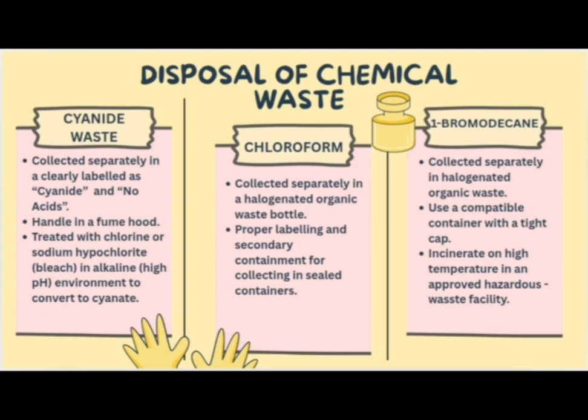The second is chloroform. We collect it separately in a halogenated organic waste bottle with proper labeling and secondary containment for collecting in containers. The third one is 1-bromodecane. We collect it separately in halogenated organic waste. We use a compatible container with a tight cap. We incinerate it at a high temperature in an approved hazardous waste facility.